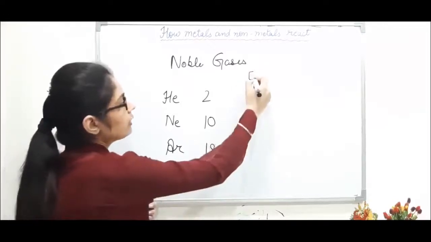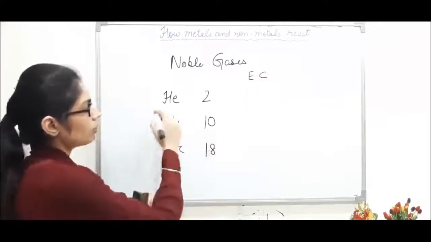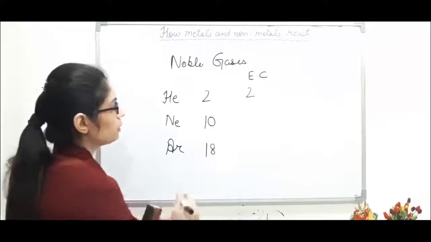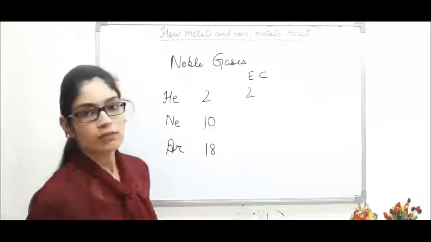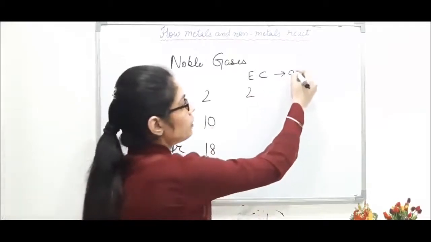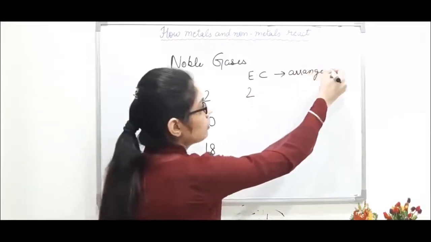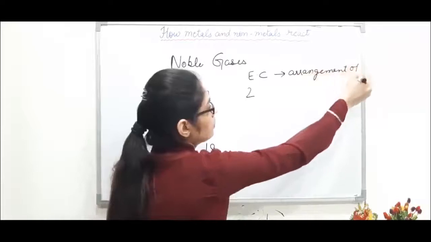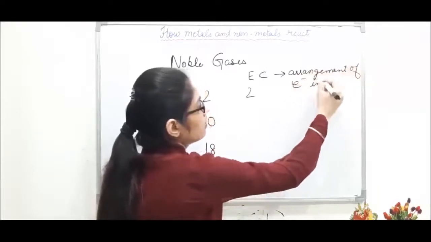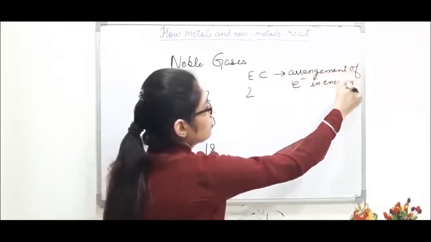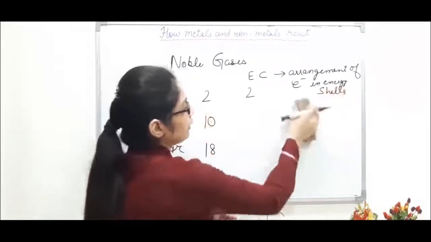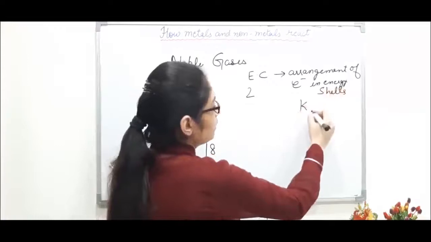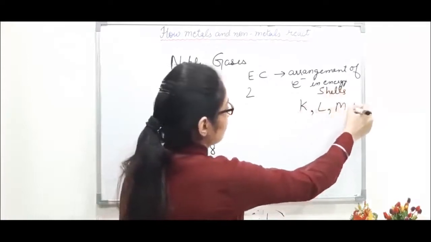So let's write the electronic configuration. So helium, since the atomic number is 2, its electronic configuration is also 2. Electronic configuration is arrangement of electrons in energy shells. So these energy shells we take to K, L, M and N. So this concept we have already done in class 9. These are different energy shells.